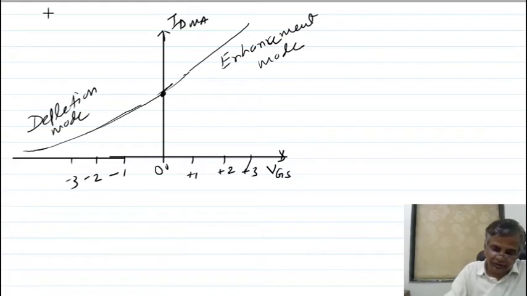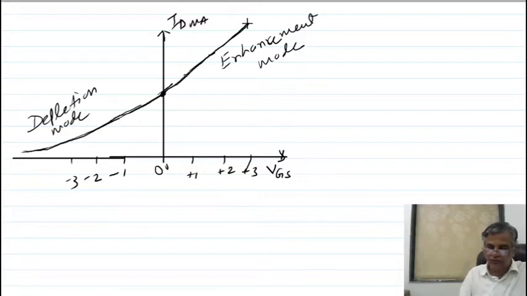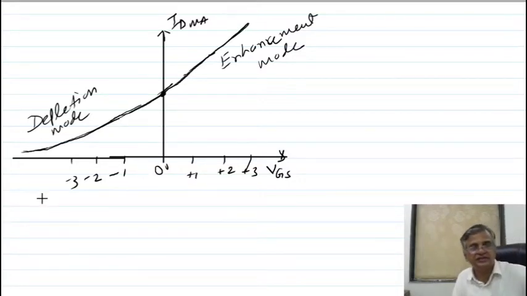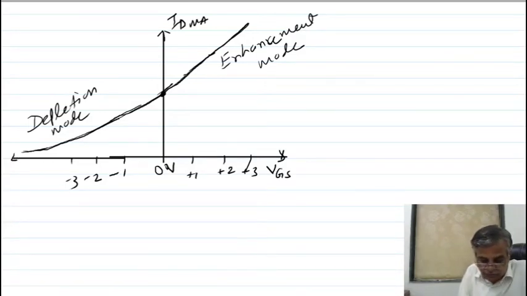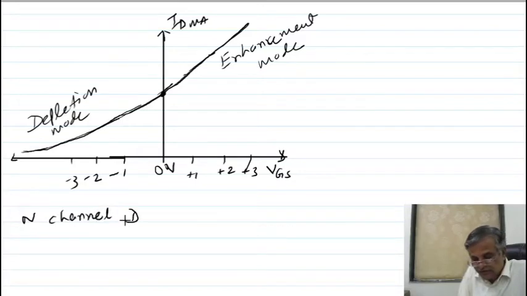So in a depletion type MOSFET, it works when VGS is equal to 0 and when VGS is negative. When negative is kept, it will work. This is for the N channel depletion type MOSFET.